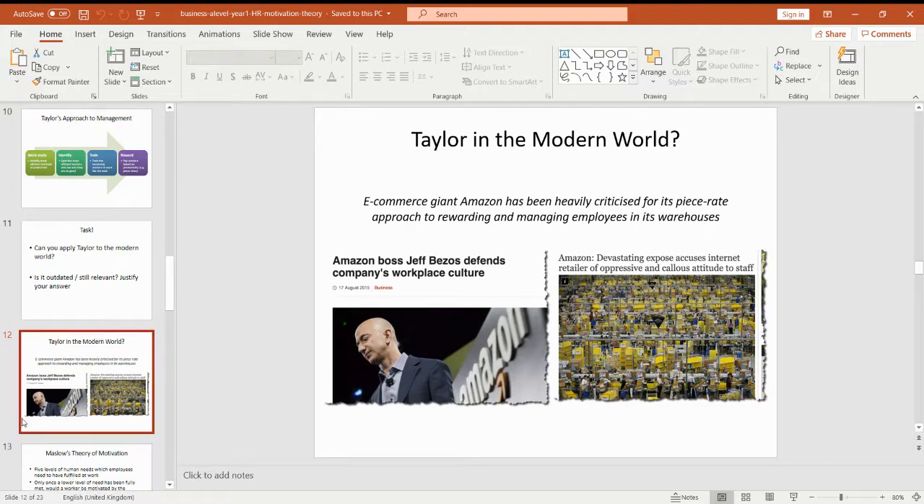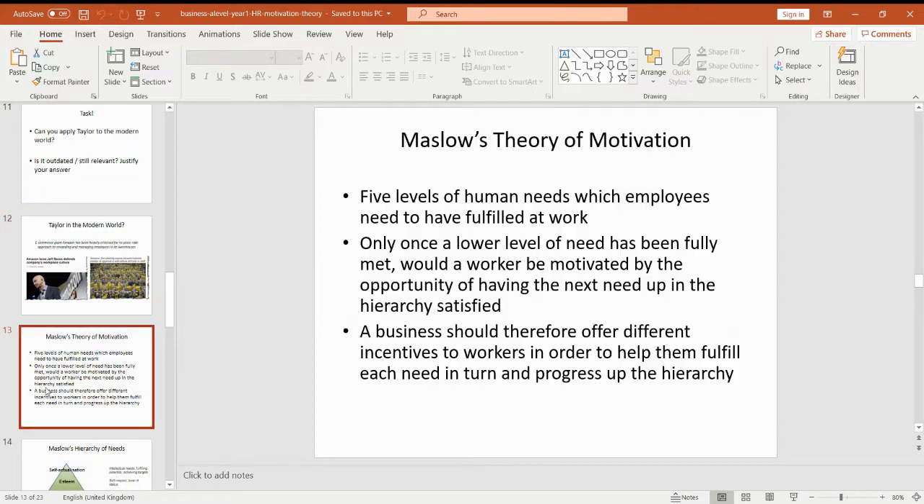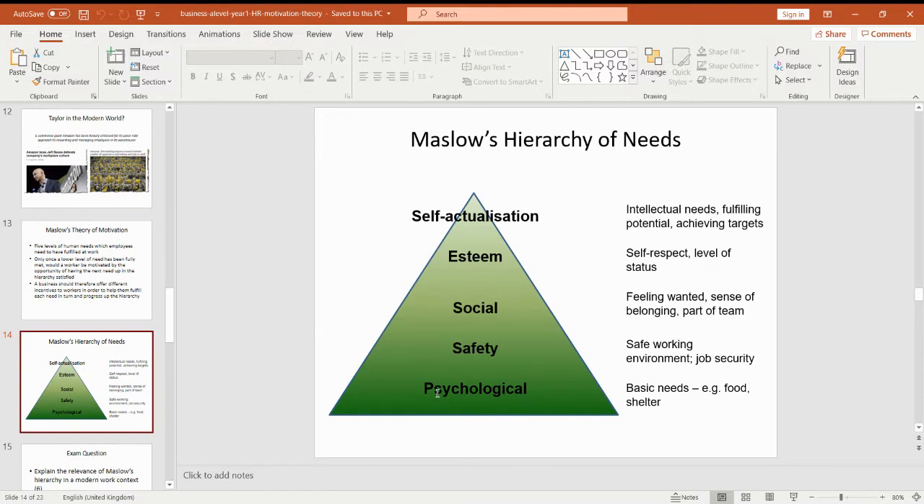So another approach, completely different to Taylor, and he came up with his own theory of motivation. So Maslow had a hierarchy of needs, and this hierarchy of needs is essentially what all staff at work and human beings have to go through. You can't progress to the next level unless you've completed the level below. So in order for you to reach your true potential, you have to work through each of the different stages of the hierarchy and progress further.